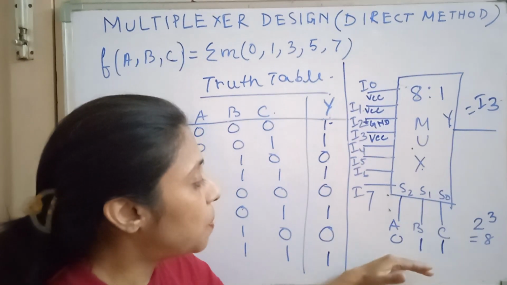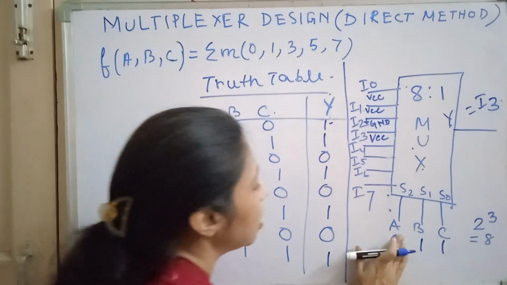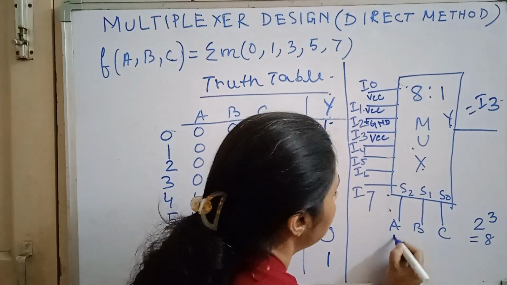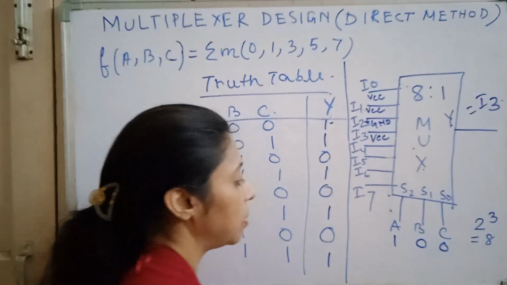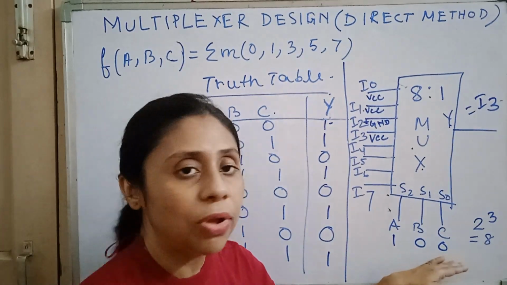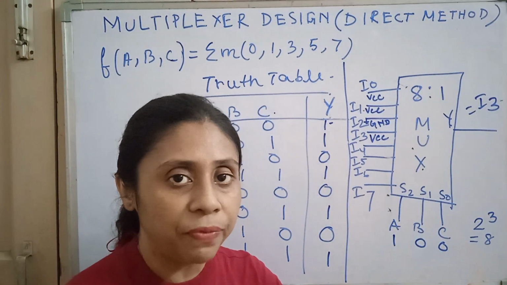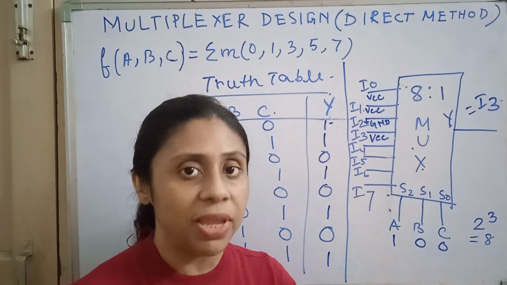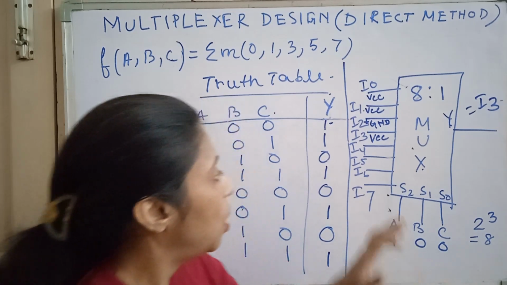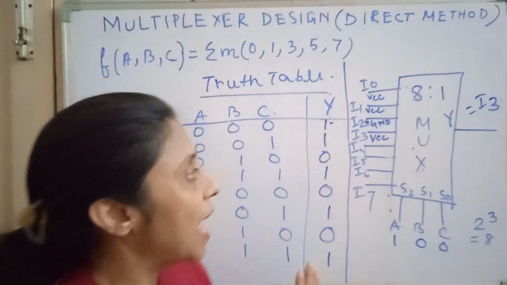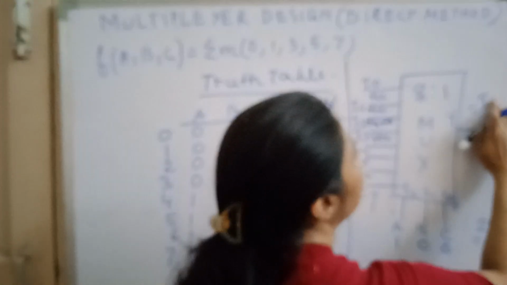Right? Now the next input combination is 1, 0, 0. Okay. For the 1, 0, 0 input combination, which one input will be selected? 1, 0, 0 means decimal 4. So I4 will be selected and Y is equal to I4.